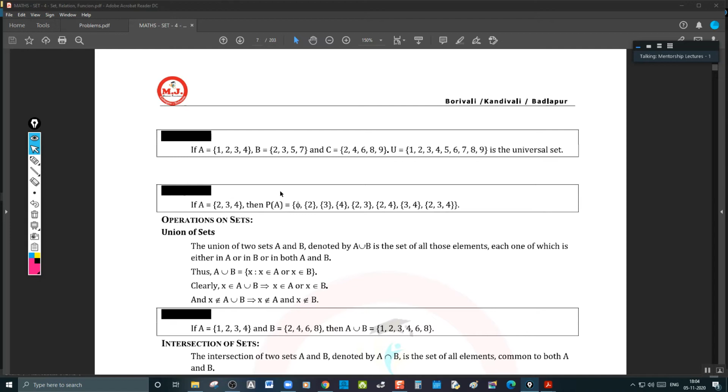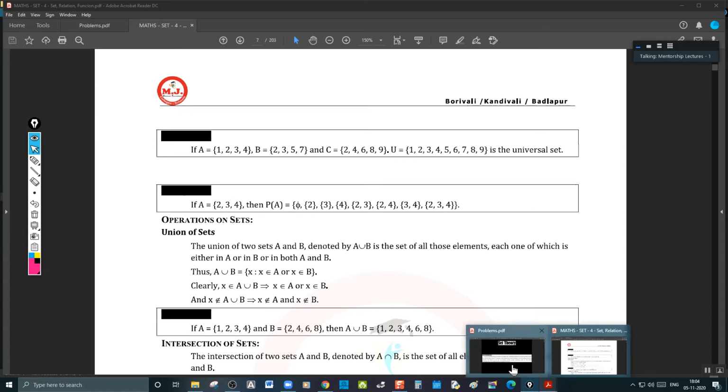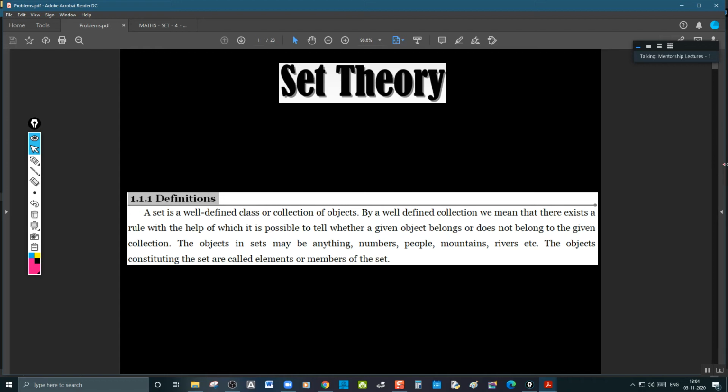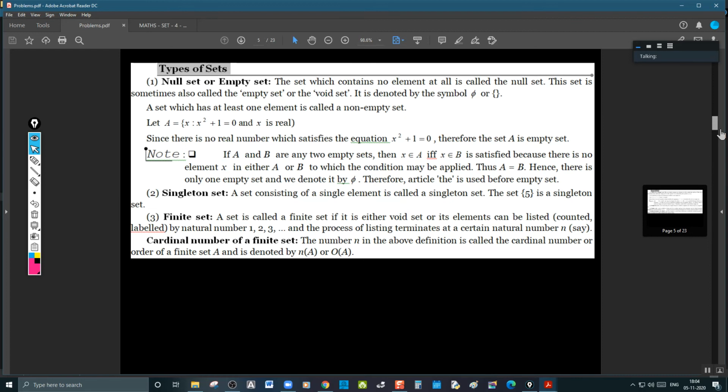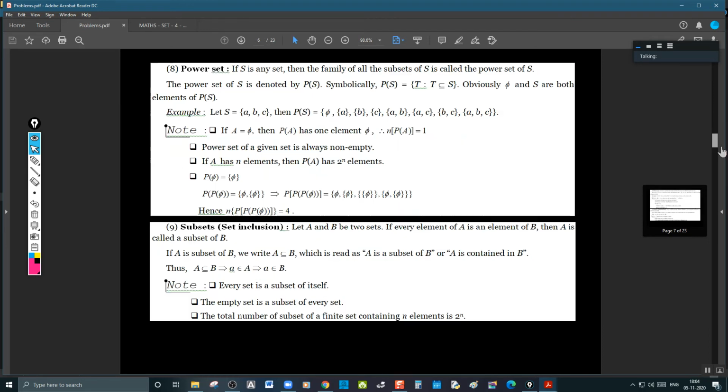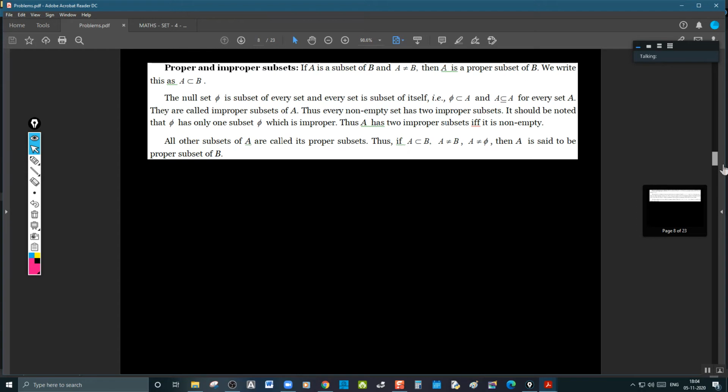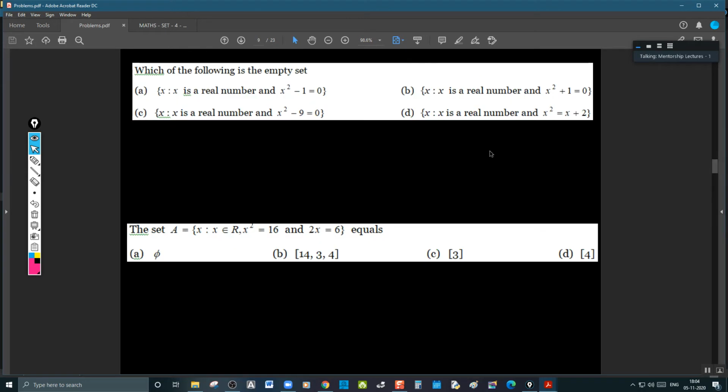So before going to the operations on sets, let us work out some problems and then we will move on to the operations on sets. Okay. And proper subsets also I have explained.